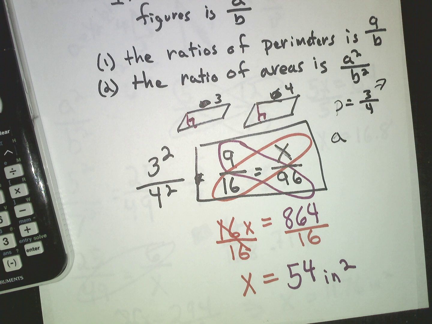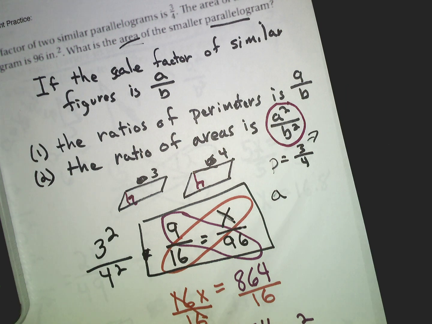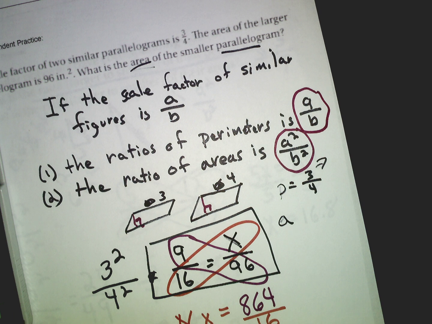So it's a nice little multiplication. Remember, the big thing here is area is A squared over B squared. And here, the perimeter is A over B.